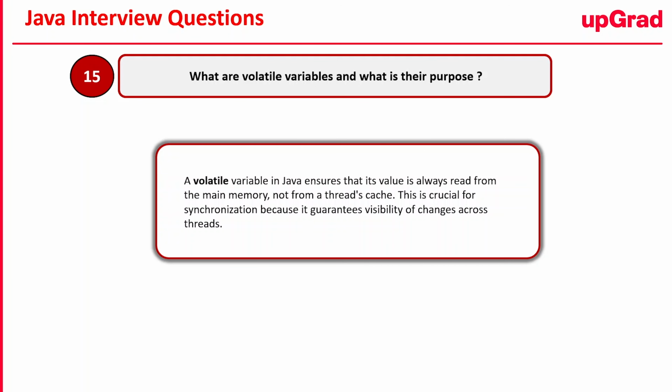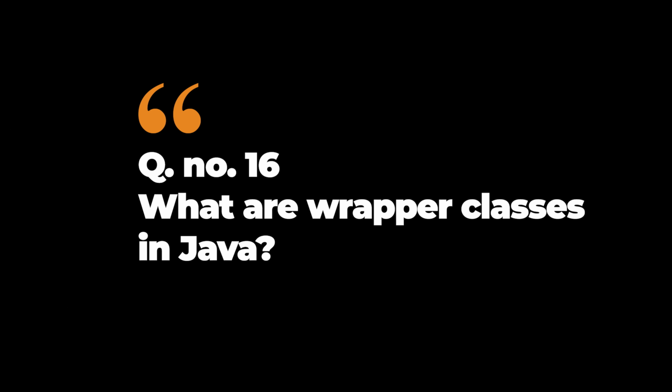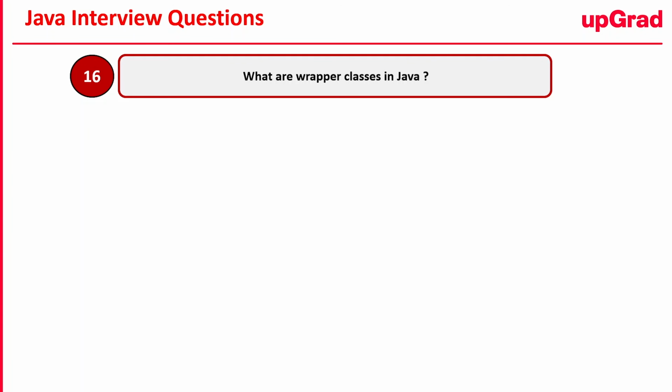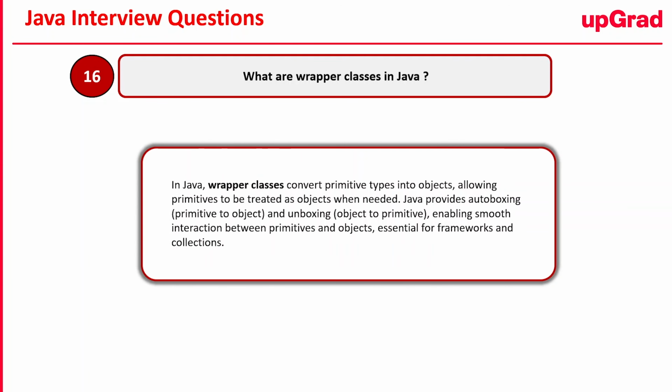Now coming to question number 16, which is, what are wrapper classes in Java? When you're asked about wrapper classes in Java, the interviewer is assessing your knowledge of how primitives are converted into objects. To answer this question, you should start with, in Java, every primitive data type has a corresponding wrapper class. These classes wrap a primitive value into an object, allowing primitives to be treated as objects.